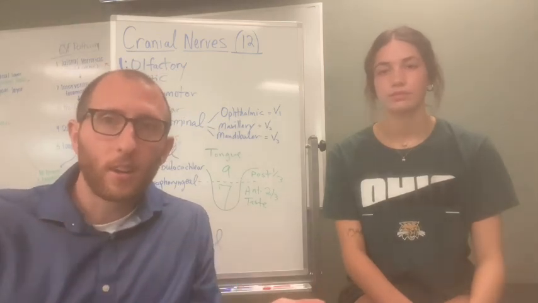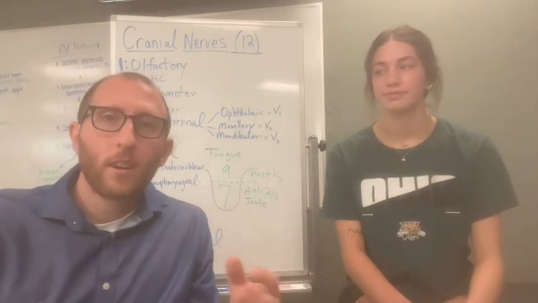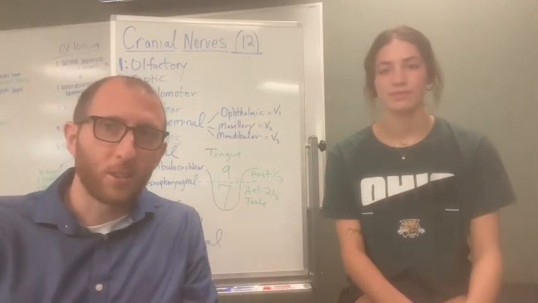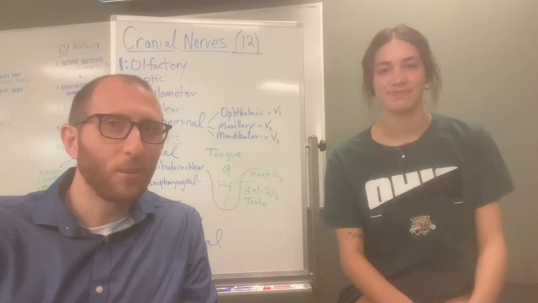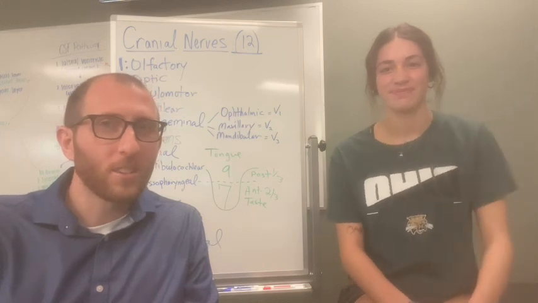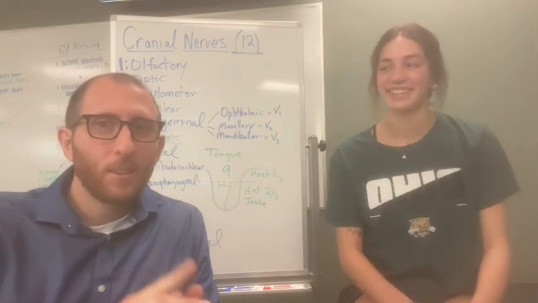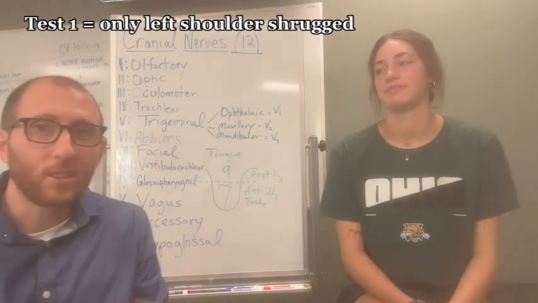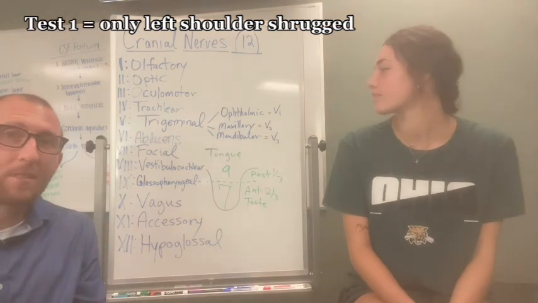So let's start with the test where Olivia shrugs her shoulders. Go ahead and shrug your shoulders here. Let's see if it's normal. Do a couple shrugs. Okay, it's not normal. Make a note of what cranial nerve might be damaged. Here are some options for you.